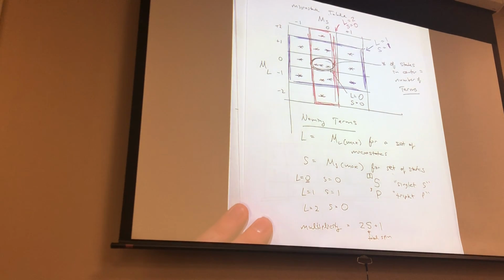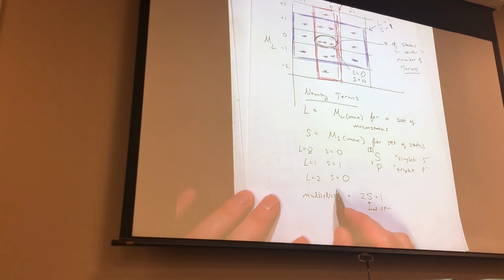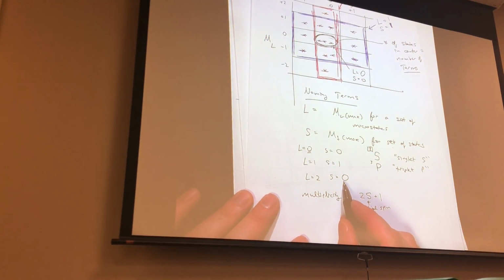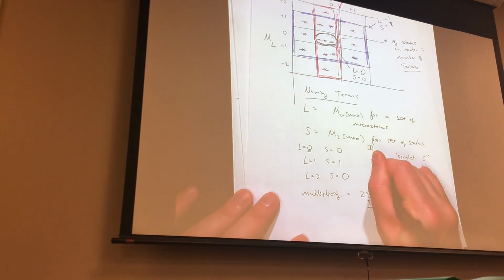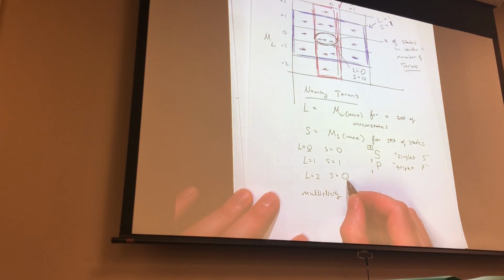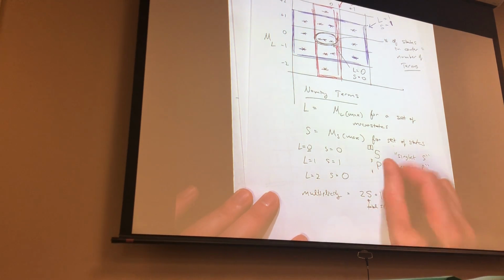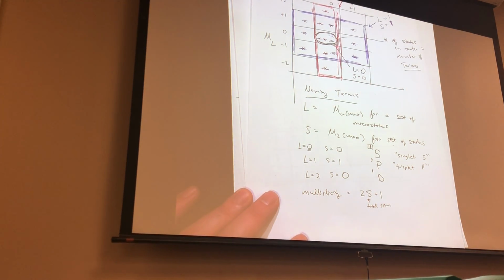Triplet P. And then finally the last one, name it. D. Singlet D. S is 0, so we're going to have a singlet here, just like before. 2 times 0 plus 1. And then L of 2 gives you a D orbital. So it'd be a D term.